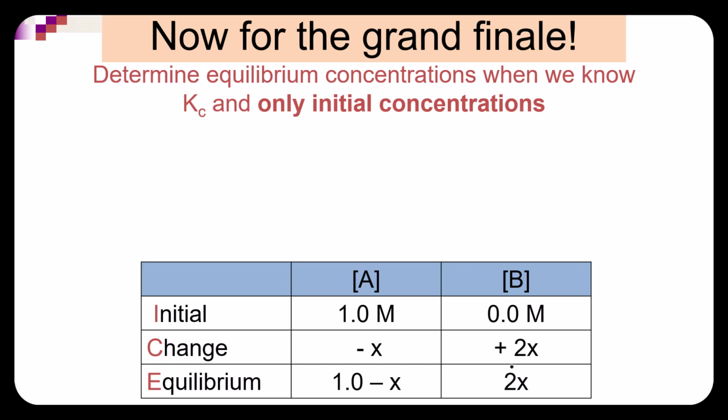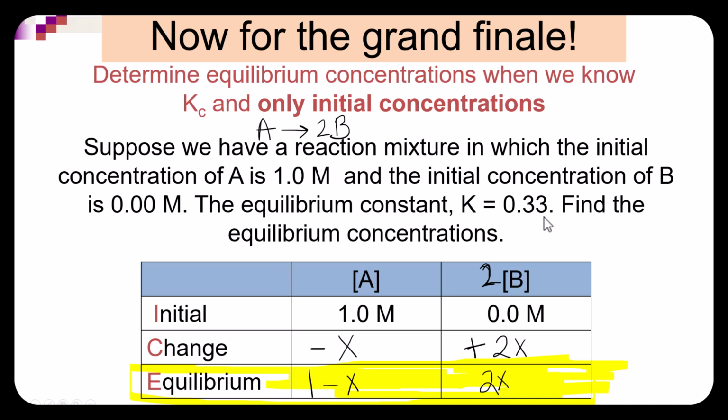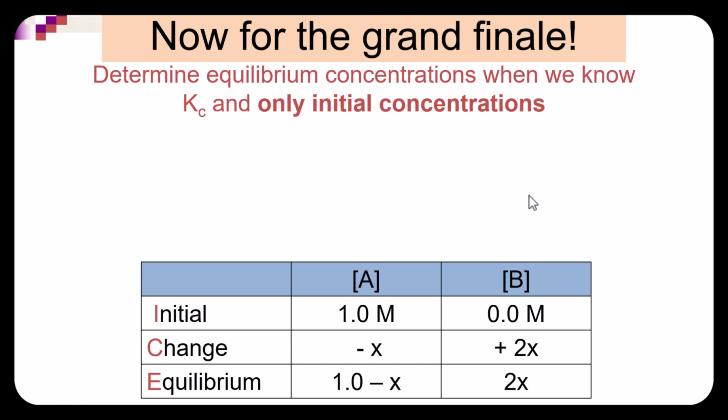Okay, so I'm going to jump forward here to this slide. It gives me a little bit more room to work. The ICE table is filled out. That's exactly what we did on the previous slide. Now we're going to use this last piece of information that it gives us, the fact that K equals 0.33. So up here, I'm going to write that K equation. So K equals products over reactants. So the concentration of B at equilibrium squared times the concentration of A at equilibrium.